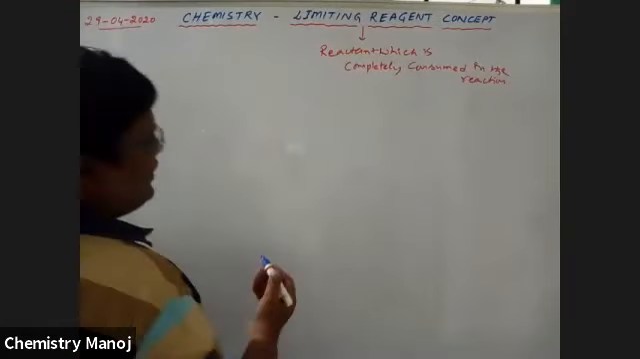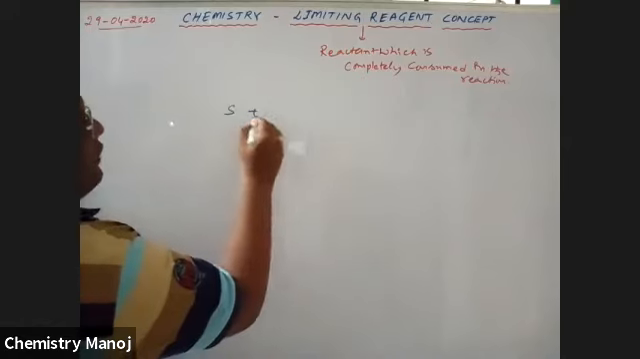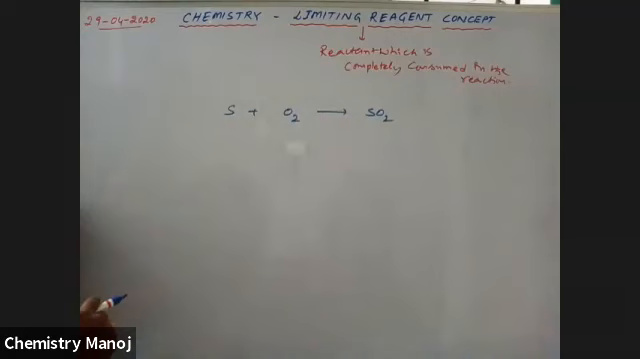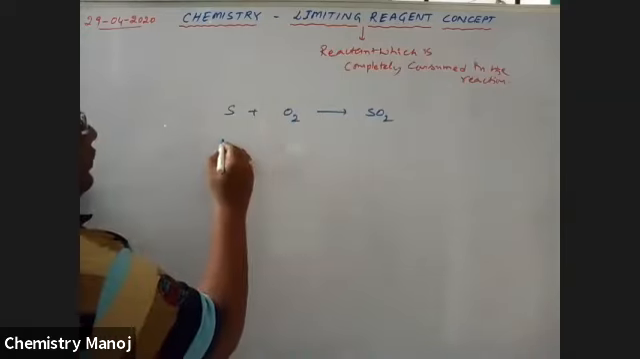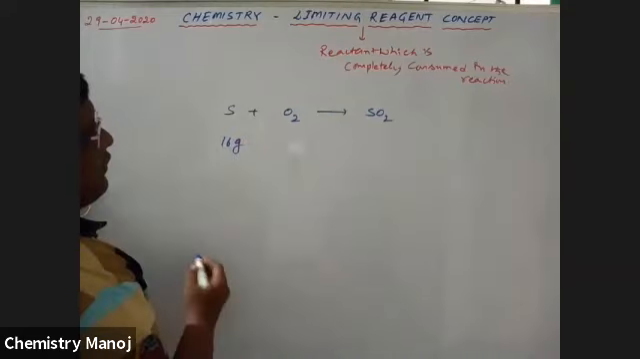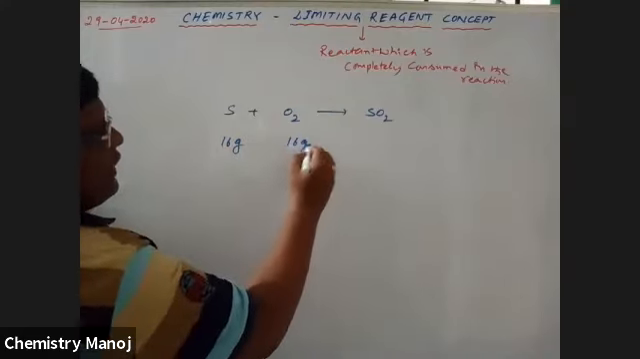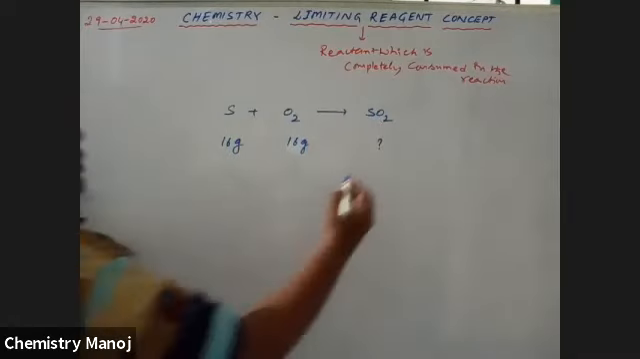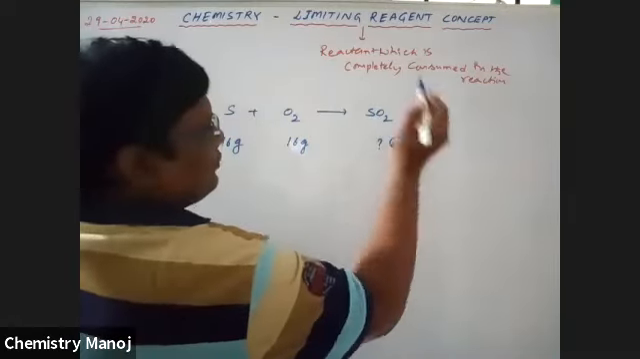One more simple equation. Sulfur reacts with oxygen to give sulfur dioxide. If 16 grams of sulfur reacts with 16 grams of oxygen, how much weight of SO2 will be formed?